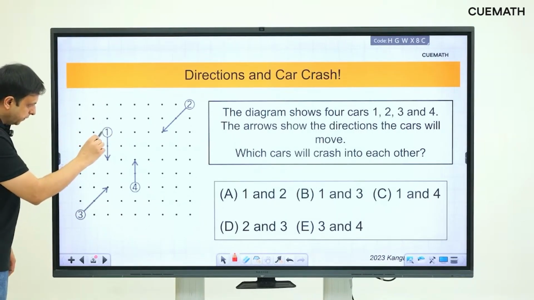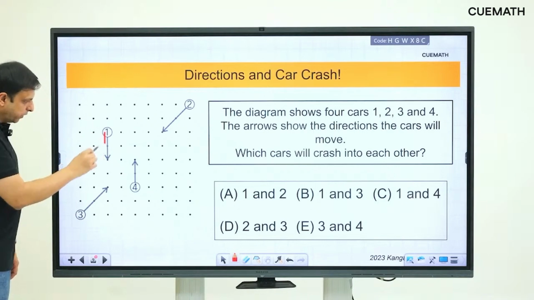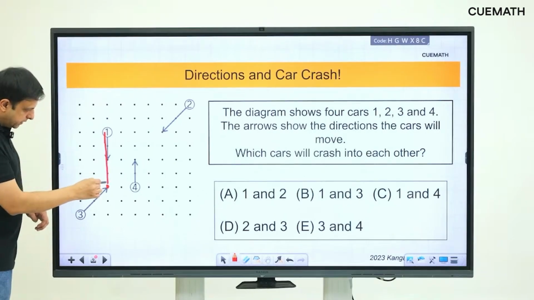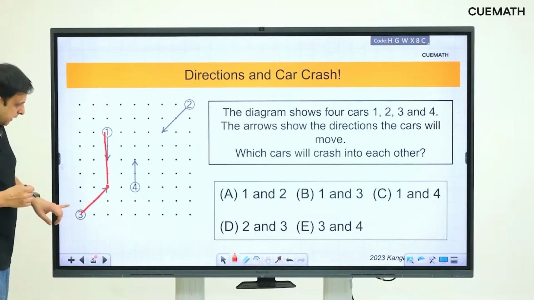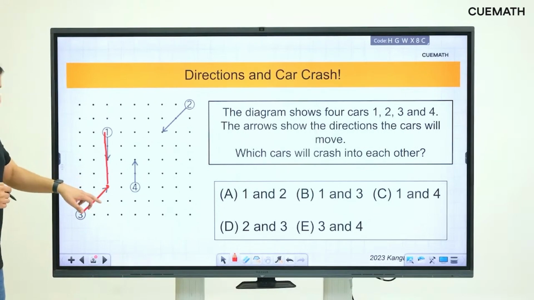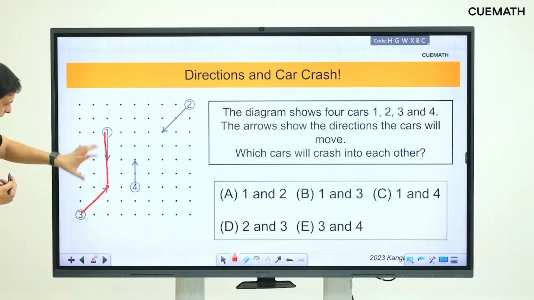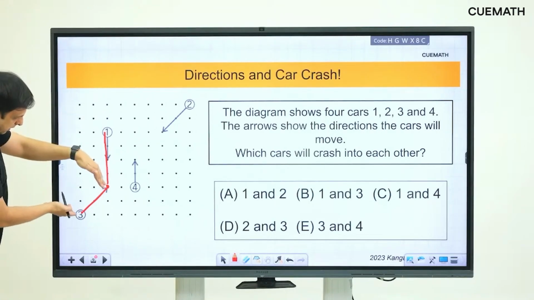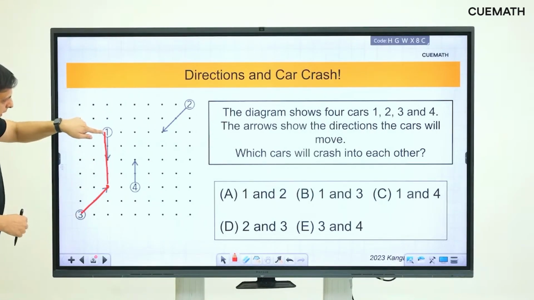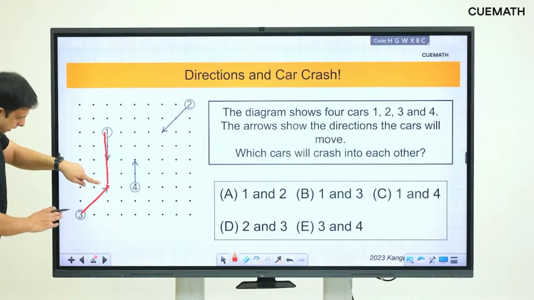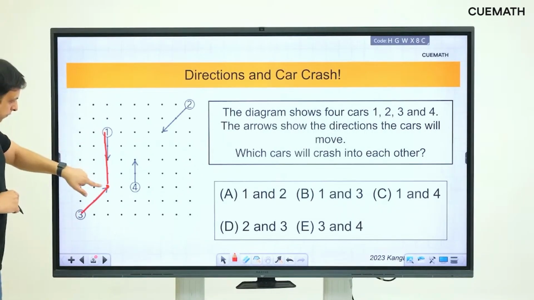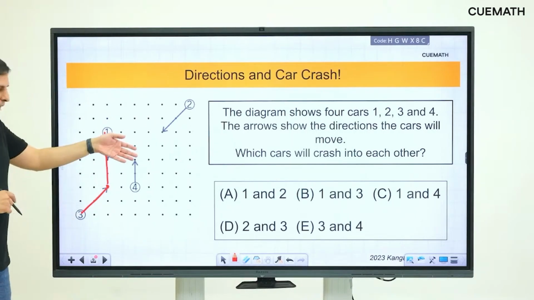Well, if you just look at the distance these 2 would have to travel to crash into each other, the only point they could meet is this point here, and car 1 would have to travel this distance and car 3 would have to travel this distance if they had to crash over here. But it's visually obvious that this distance is larger than this distance. So this distance is longer than this distance, and therefore by the time car 1 reaches here, car 3 would have crossed that point. So that's the key idea here. By the time car 1 would have reached this point, car 3 would already have crossed this point.